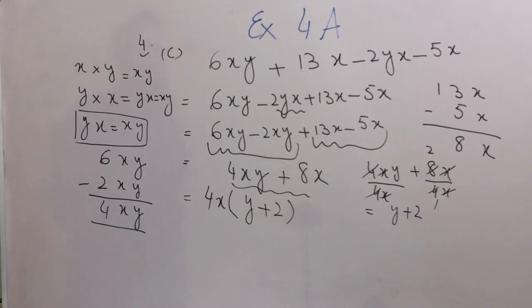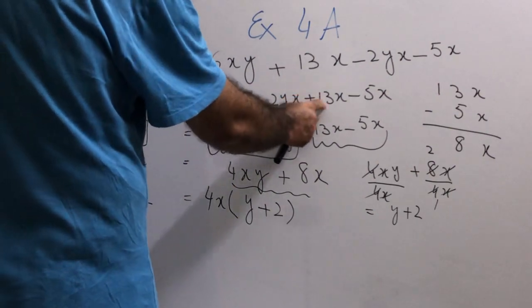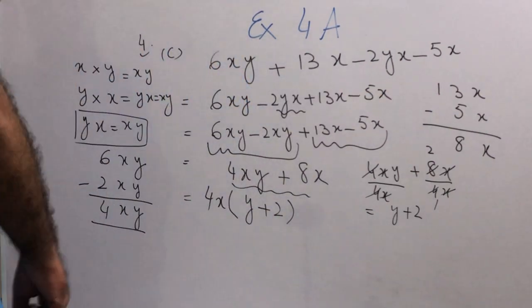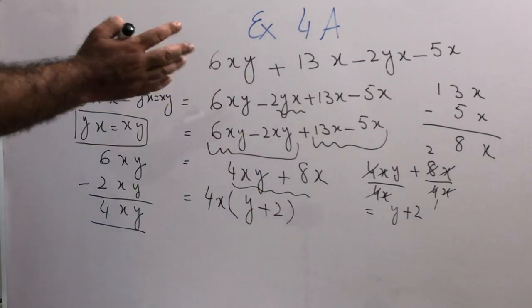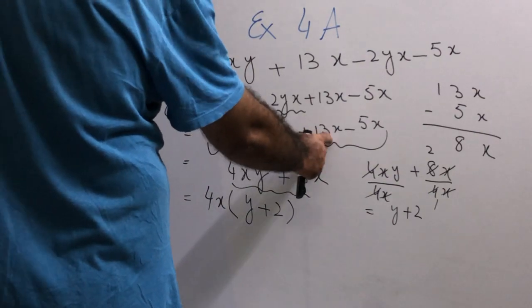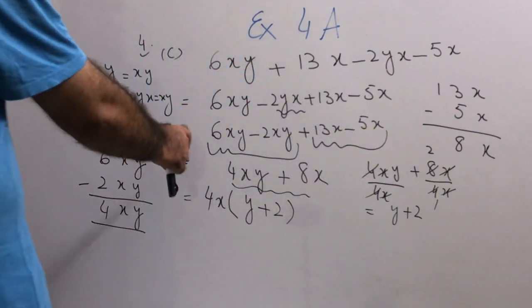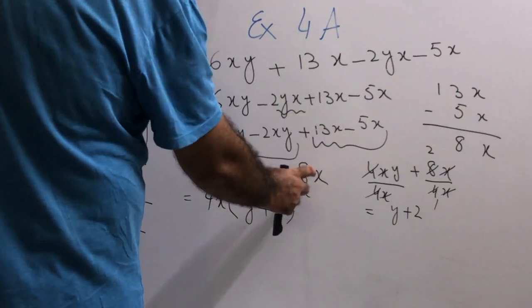So first we rearrange the expression by bringing closer the like terms involving xy and the terms involving x. So 6xy minus 2yx plus 13x minus 5x. Then we told you that y multiplied by x is equal to x multiplied by y, same thing. So we did 6xy minus 2xy plus 13x minus 5x. Then we subtracted: 6 minus 2 is 4, 4xy. 13 minus 5 is 8, 8x.